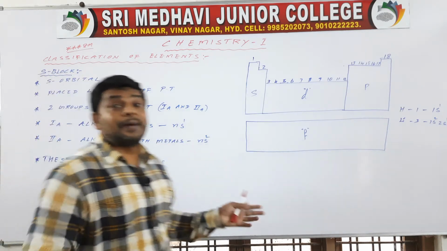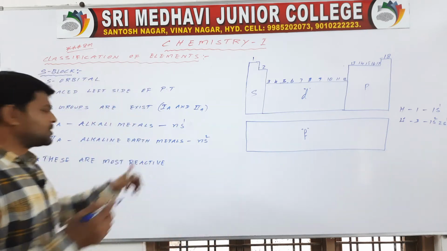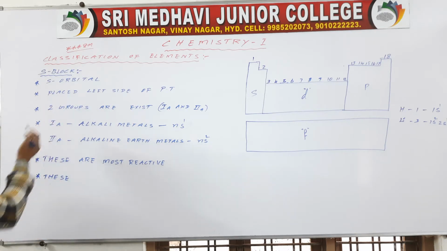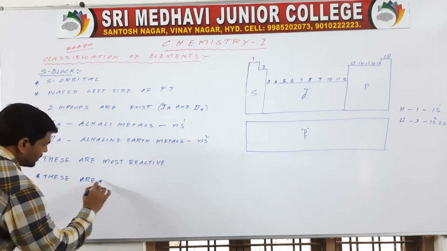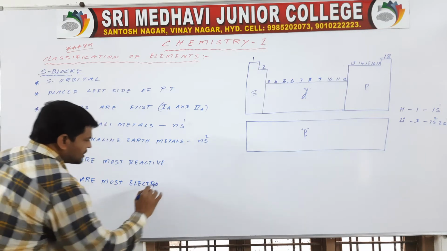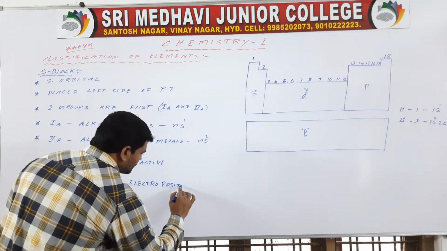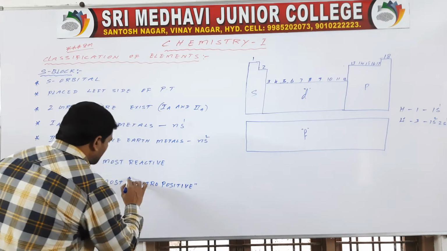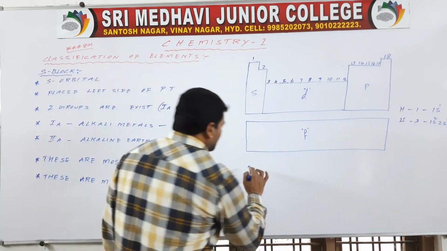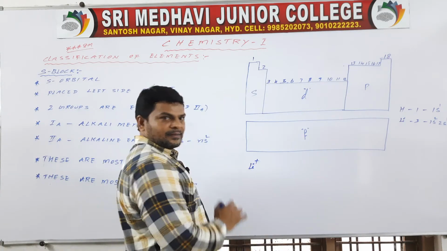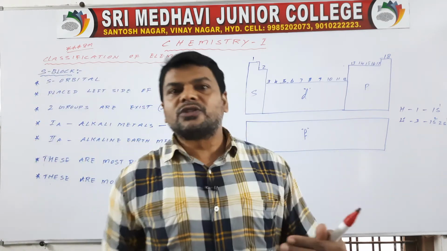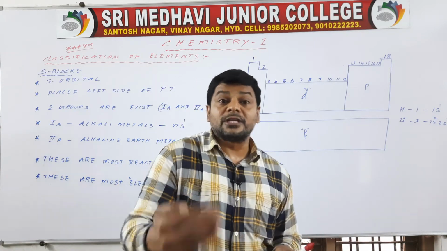Why? Because they have unpaired electrons in their valency shell. That's why these are most reactive. So this means s block elements are most electropositive. Most electropositive means they may lose electrons easily. For example, lithium plus, magnesium plus 2. So the elements that try to lose their electrons in their valency shell are called most electropositive.